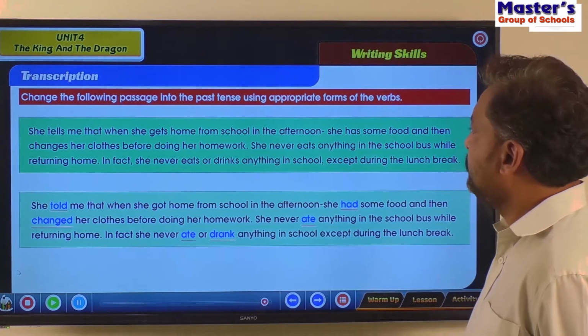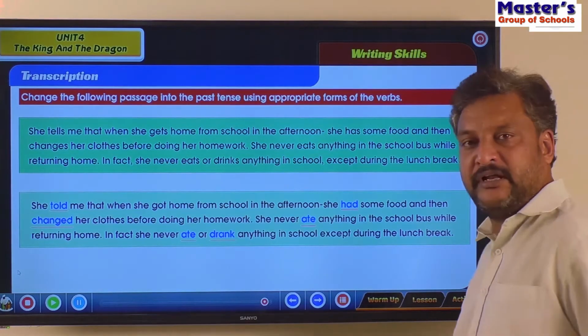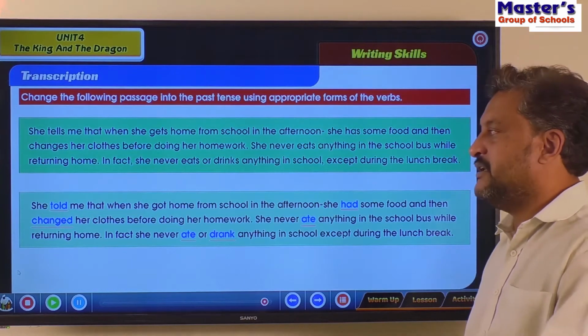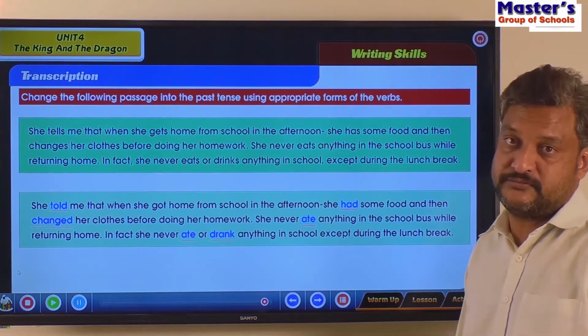Okay? That's it. So, now I'll keep the screen the same for another minute so that you can have a look at that. Okay? Read the passage and observe whether we have changed all the verbs or not. Okay?